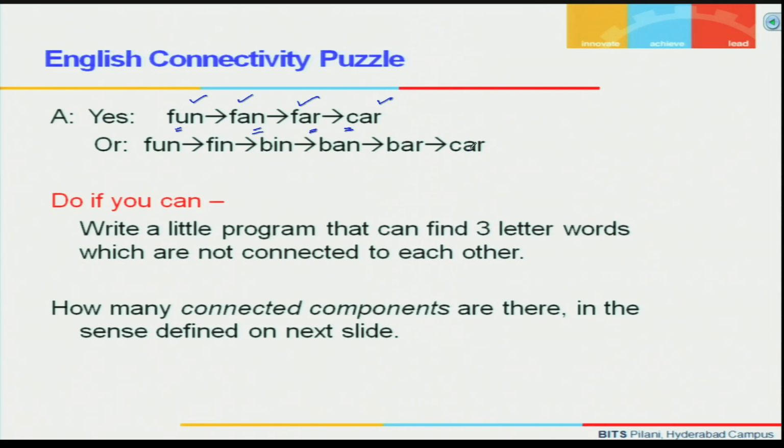Find three-letter words which are not connected to each other, and in fact, I will define a component in some time now. In the next slide, I am going to define what a component is, and taking that definition, find out how many components are going to be there in the graph that you have constructed. It's a nice experience. You will know how to represent the graph and how you manipulate the graph operations. So you can take this as a home assignment.